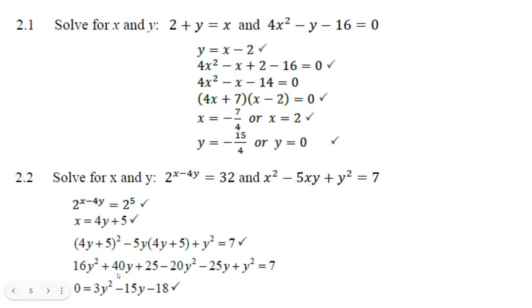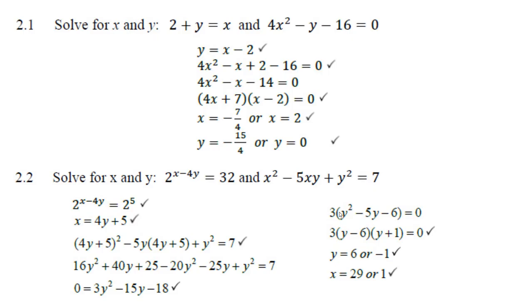Then there's 40y minus 25y, that's 15y, and subtract 15y from both sides, and that's how your minus 15y gets there. Then you've got 7 minus 25, which is minus 18. Hey, you can divide all these numbers by 3, or you can factor out a 3 like this, and then factor the other part here. y times y is y squared. Minus 6 times 1 is minus 6. There's your minus 6y and your plus 1y to give you minus 5y.